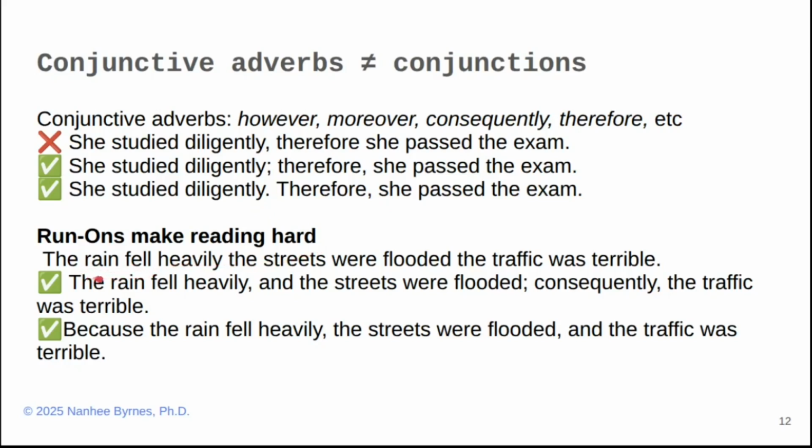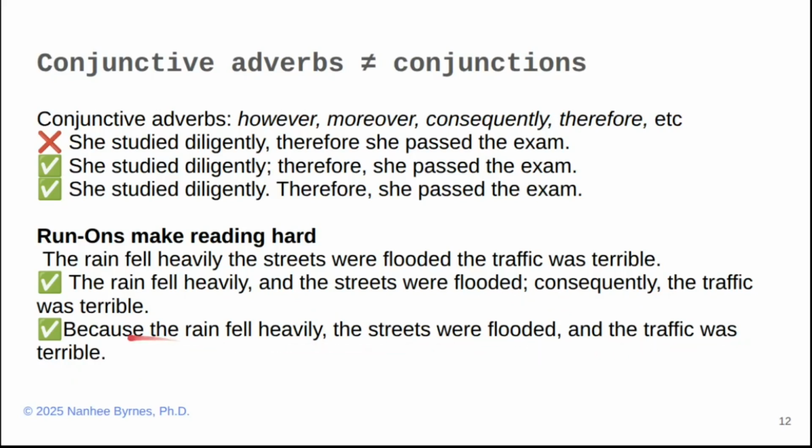For example, the rain fell heavily, the streets were flooded, the traffic was terrible. This sentence actually fuses three complete thoughts together. Here are two possible revisions. The rain fell heavily and the streets were flooded. Consequently, the traffic was terrible. Because the rain fell heavily, the streets were flooded, and the traffic was terrible.